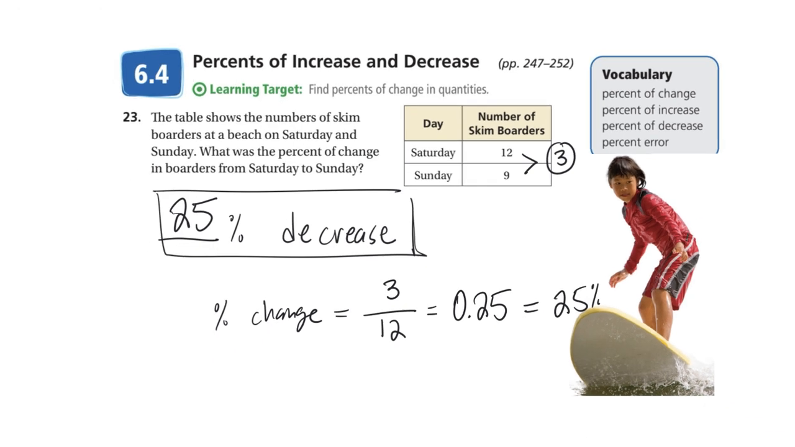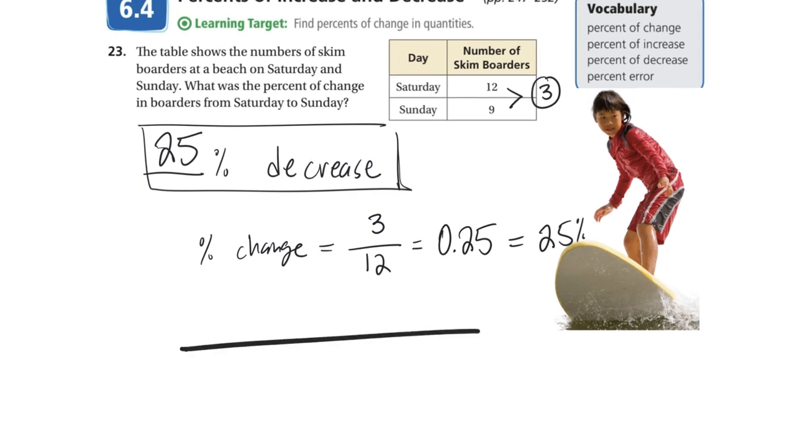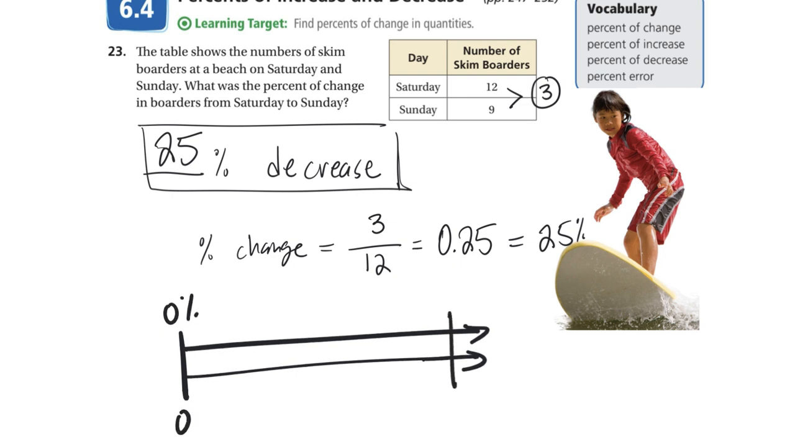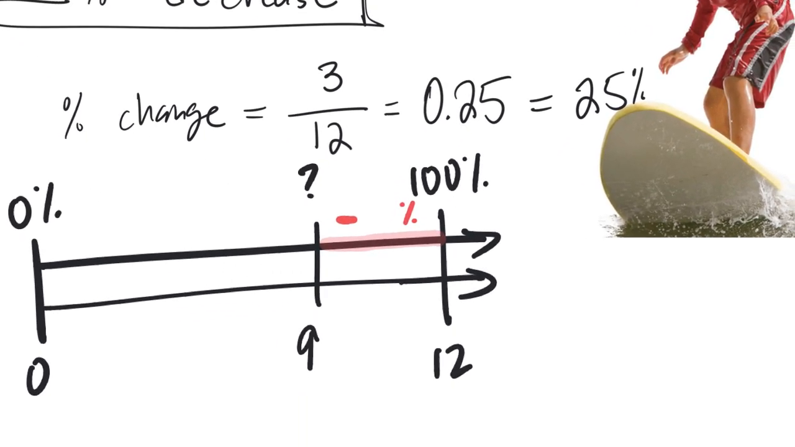All right, visually, if you wanted to diagram this out, whoa, really dark lines there. So 0% would be 0 people skimboarding, 0 people. Saturday was the 100% mark. So Saturday there were 12. Sunday there were 9. All right. And remember, we're not looking for that number. We're actually looking for this here, the percent that it changed. We know that it went down some percent, but we're looking for that amount there, right? This 3 people change is what percent? What is this amount of percent that we lost?